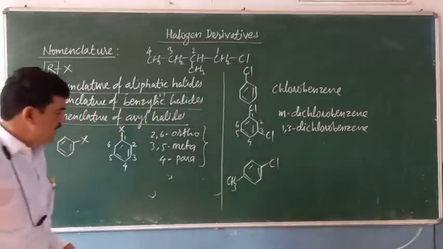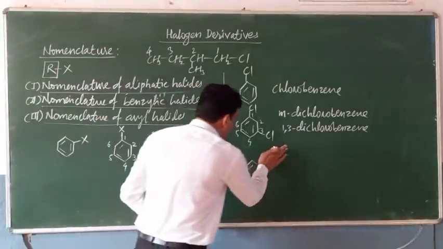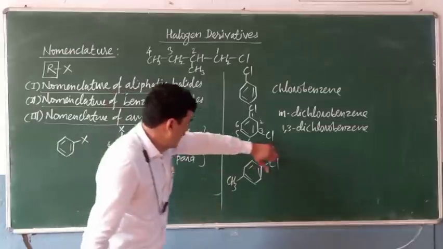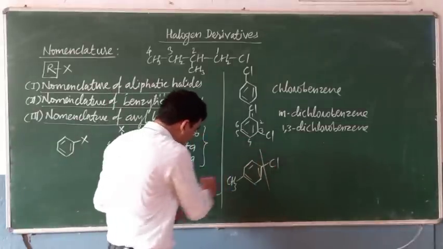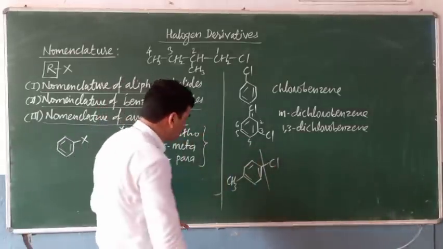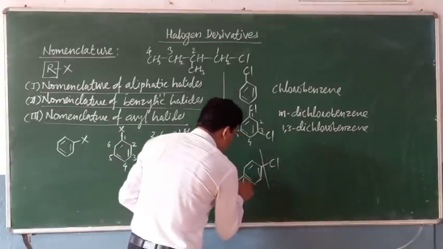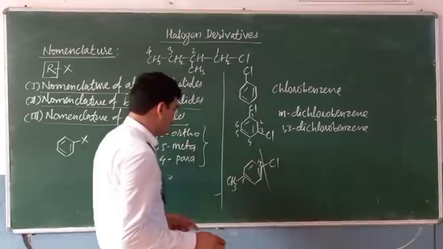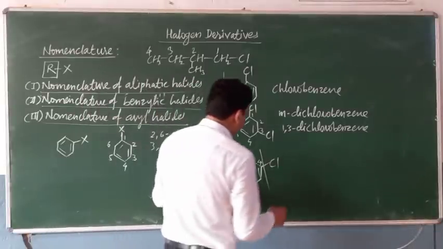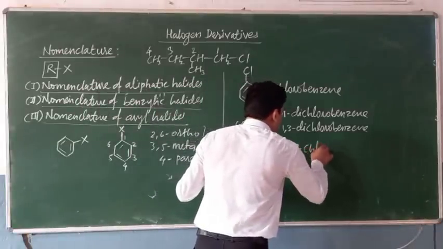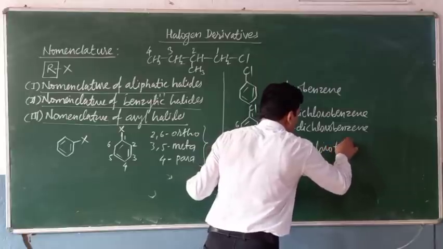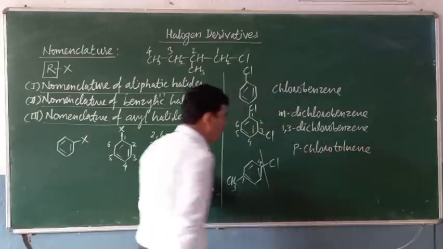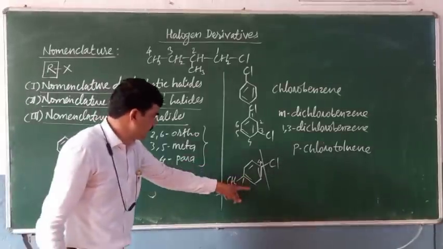This is another haloarene. Now if we hide this Cl, the special name of this compound is toluene. And with respect to the methyl position, this becomes the fourth position, and therefore its common name will become para-chlorotoluene. Para-chlorotoluene will be the common name.